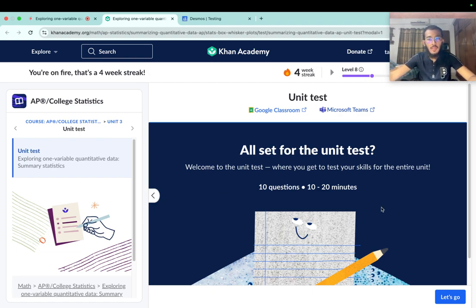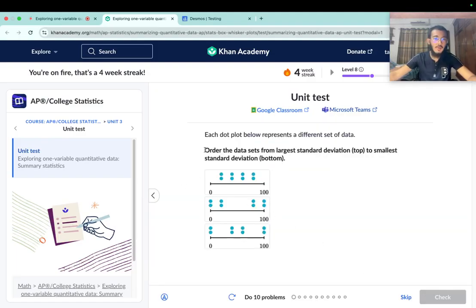All right, let's get started with our unit test for exploring one variable quantitative data, summary statistics. For the first question, we have each dot plot below represents a different set of data. Order the data sets from the largest standard deviation top to smallest standard deviation bottom.